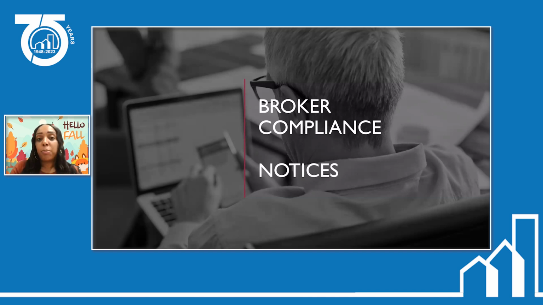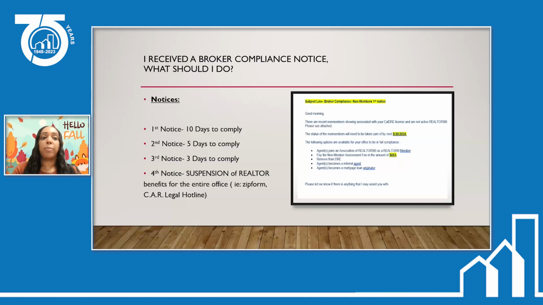Moving right along into broker compliance notices. When we send out a notice, we give the first notice 10 days to comply. Over to the right of the screen, maybe the left of your screen, I'm not sure, is an example of what one of the notifications would look like. We're basically going to say you have non-members that are associated with your license, and here is what you need to do. Here are your options. And this is a date we need to hear from you by.